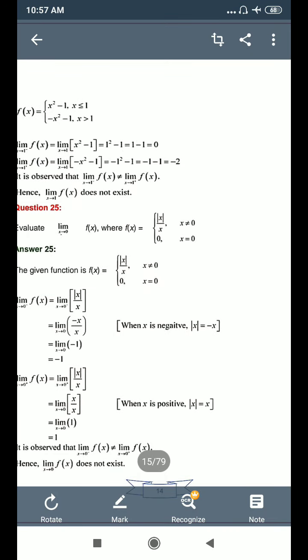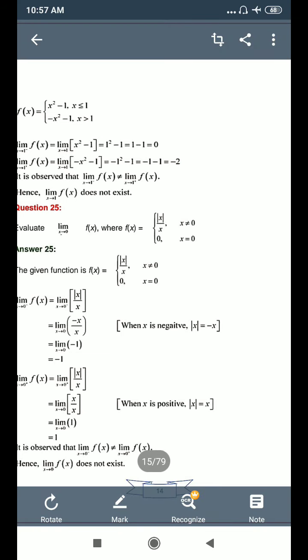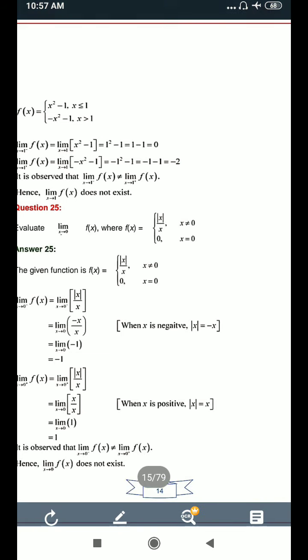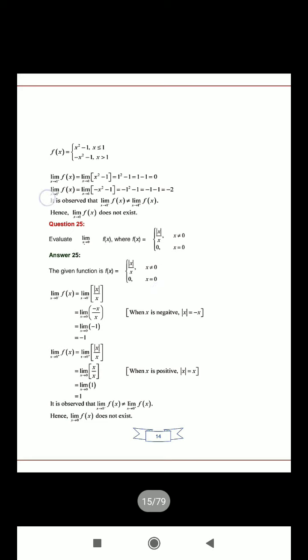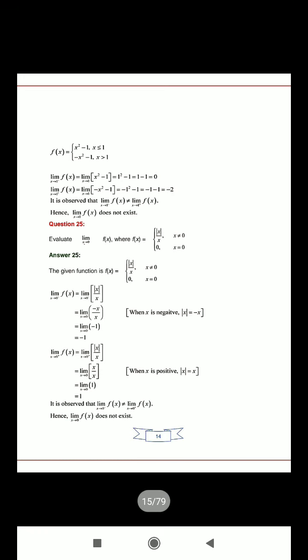So I will calculate the left hand limit, 1 minus. I will take this as the function x square minus 1. In this you put x equal to 1, you will get the answer 0. And when you have to calculate 1 plus, you take the function for x greater than 1. In this put x equal to 1, you will get minus 2. As in this case left hand limit is not equal to right hand limit, we'll write that the limit does not exist.